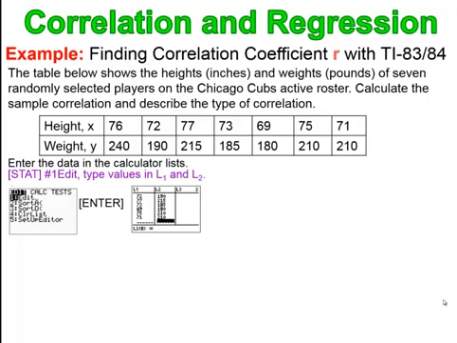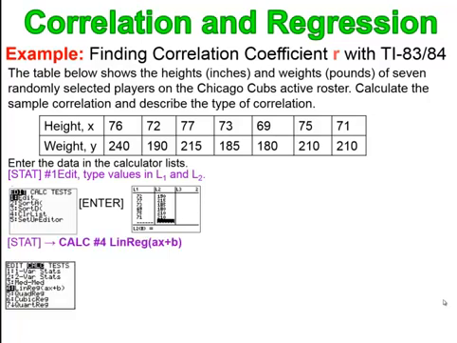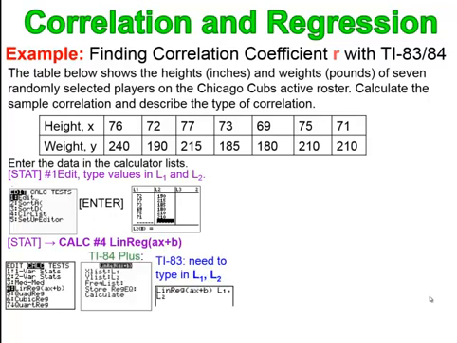Once you have the lists entered into the calculator, you're going to want to calculate. You're going to go to the Stat button again, arrow over to Calculate, and choose number 4, LinReg(ax+b). That's going to give us our linear correlation coefficient. On most calculators, it's number 4. If it's not number 4 on yours, make sure you're choosing the right menu option.